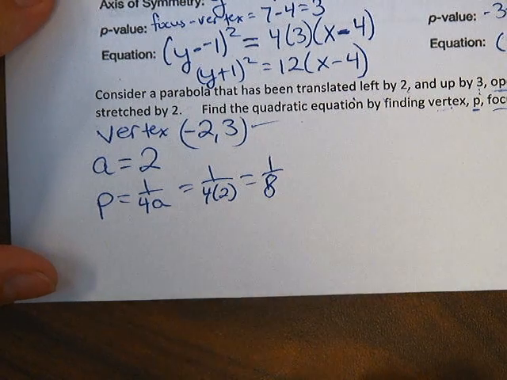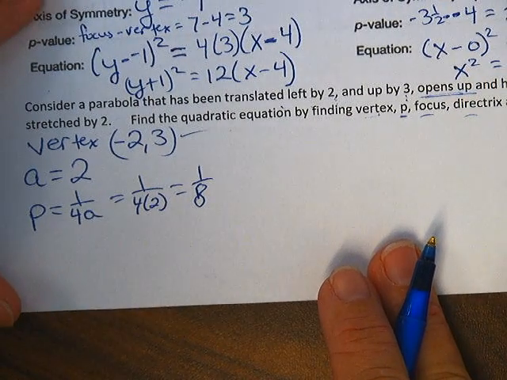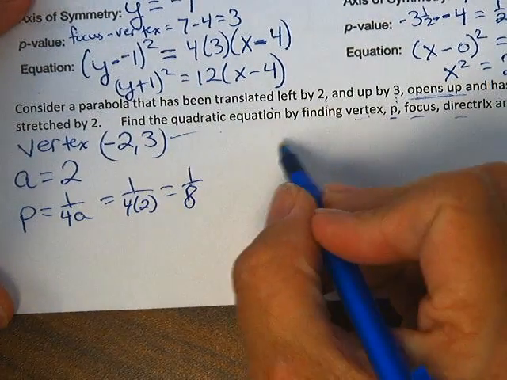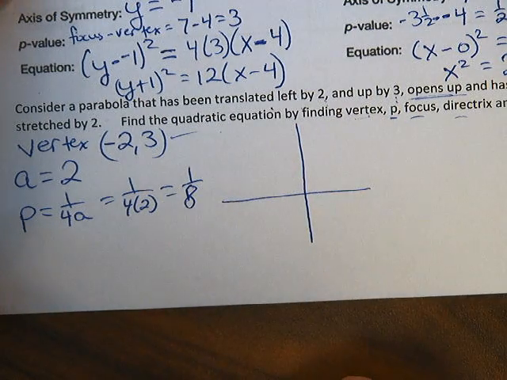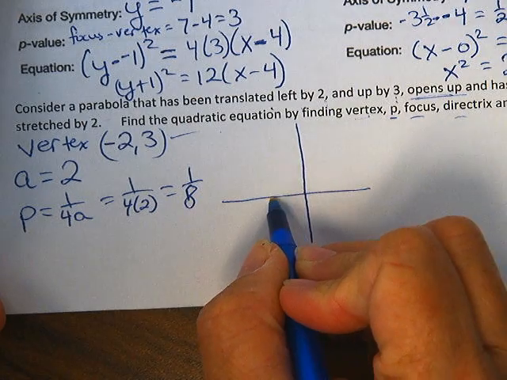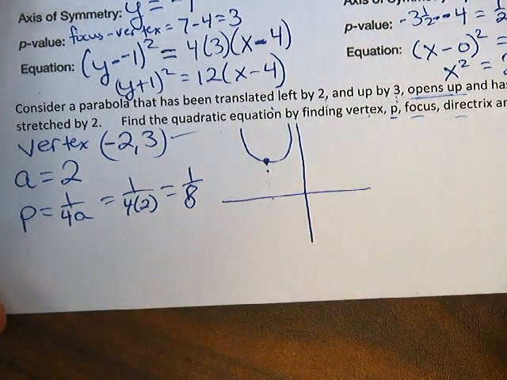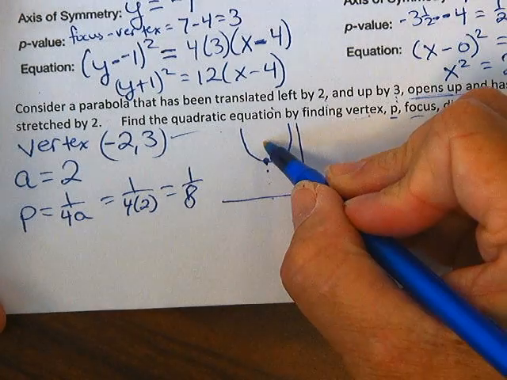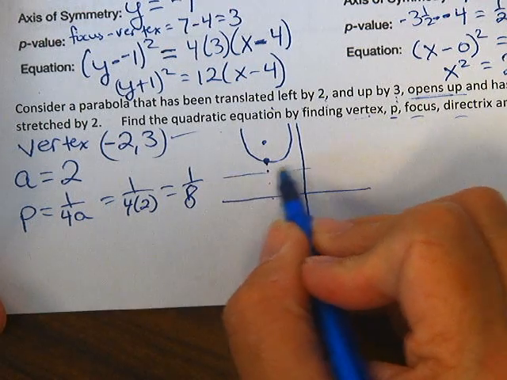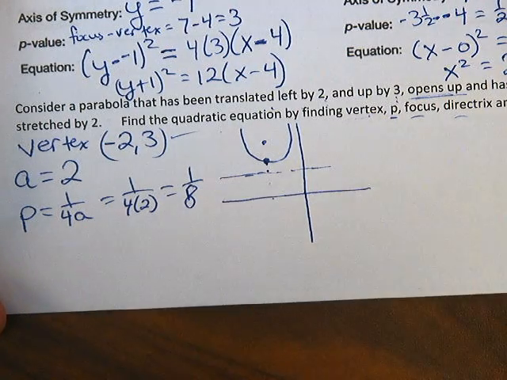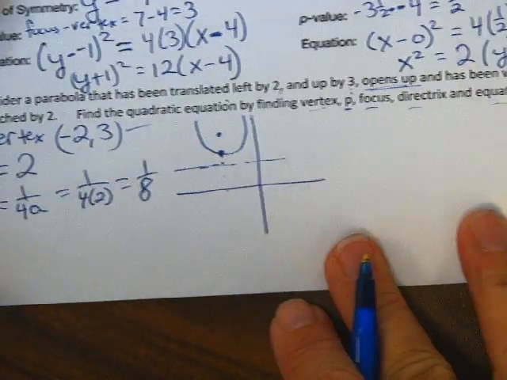Okay, now let's see what we need to figure out. Our focus, directrix, and equation. It's good to take a moment to give a quick sketch just so that we know what we're looking at. This was -2 and then up 3. So we're right here, and we know it opens upwards. So I know my focus has got to be above the vertex, and the directrix has to be below it. So sometimes it's nice to just have a visual to reinforce what we're doing.